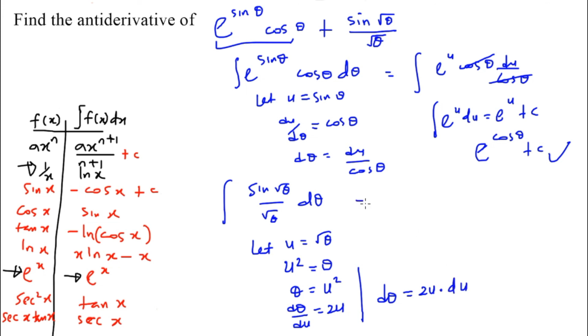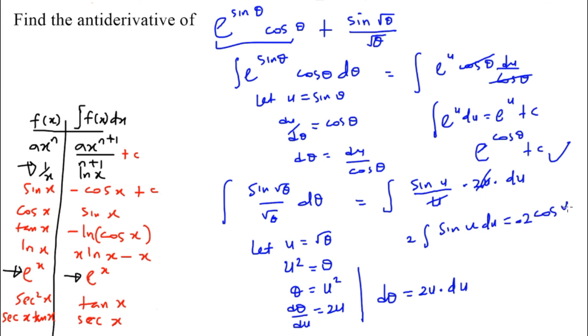That means my integral will now become sine, and I have already said that root theta should become u, so u over u, then times 2u du. So u can cancel out with u, so that I will have 2 times the integral of sine u du, which means 2 times the integral of sine u is minus cos u plus c, and of course minus 2 cos u is what? Minus 2 cos root theta plus c. Which is actually very, very simple.